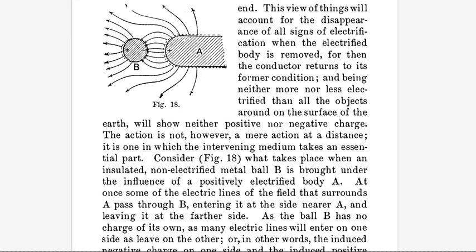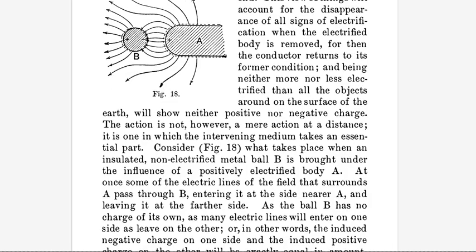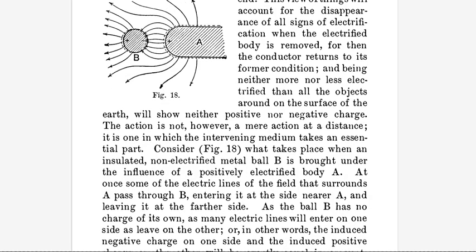As the ball B has no charge of its own, as many electric lines will enter on one side as leave on the other. Or, in other words, the induced negative charge on one side and the induced positive charge on the other will be exactly equal in amount. They will not, however, be quite equally distributed, the negative charge on the side nearer A being more concentrated, and the lines in the field on that side denser.